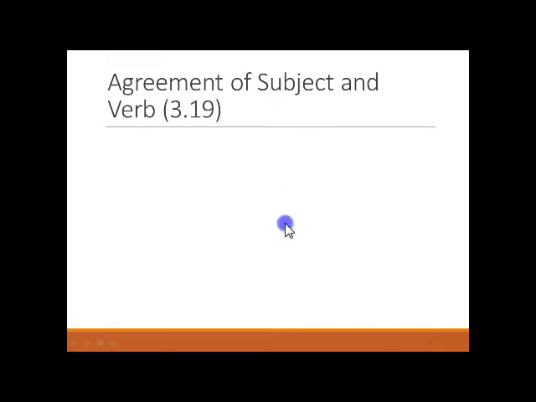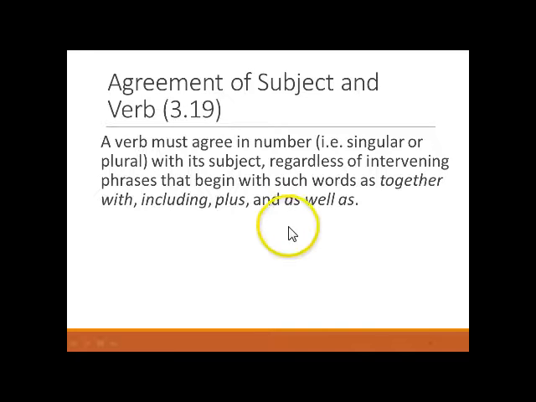In terms of agreement between subject and verb, make sure that the subject and the verb do agree in number. So if you have a singular subject, pair that with a singular verb, and that's also true for plural words. If you have phrases such as together with, as well as, and others, think about removing that intervening phrase to help you understand whether what you're trying to match is a singular or a plural instance.